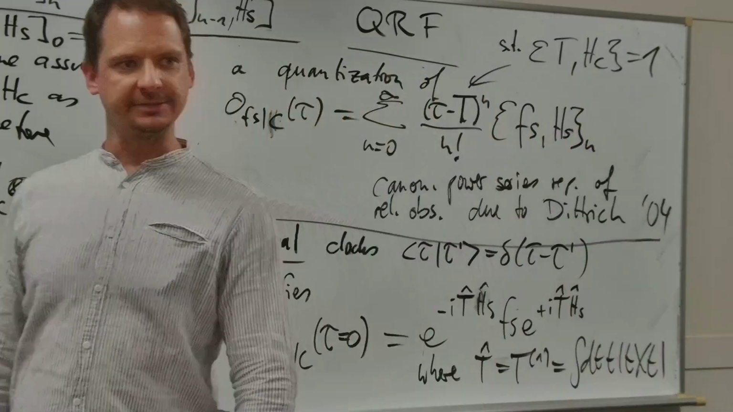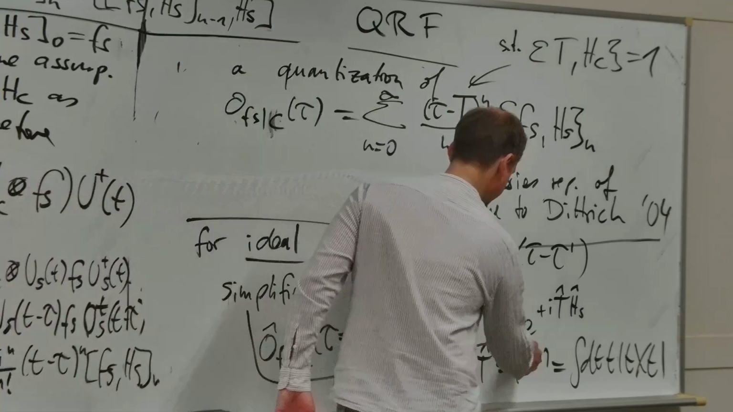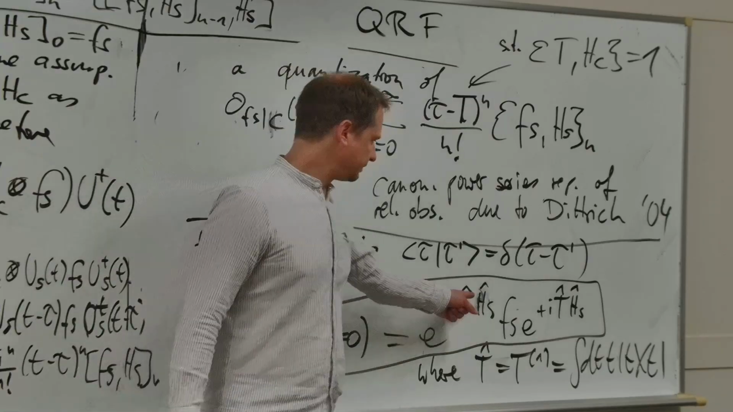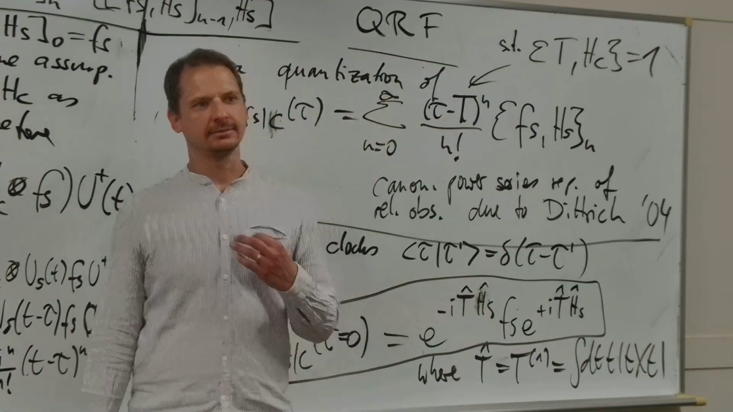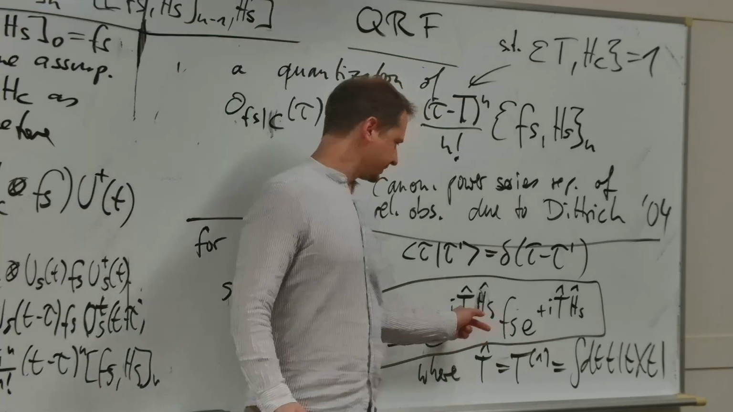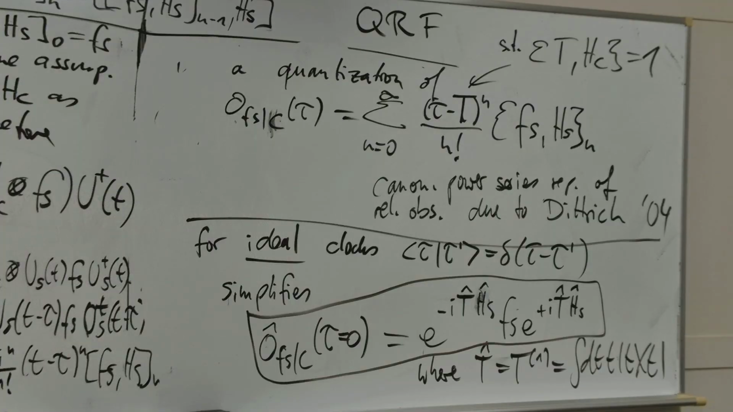So you see it takes a very simple form for ideal clocks. It's just conjugation of Fs by a unitary, where I'm replacing the usual time parameter t by the operator t, the clock operator that corresponds to the clock. And of course, because the clock lives on a different Hilbert space, this t and H_S, they commute. So that's no problem in writing it this way.